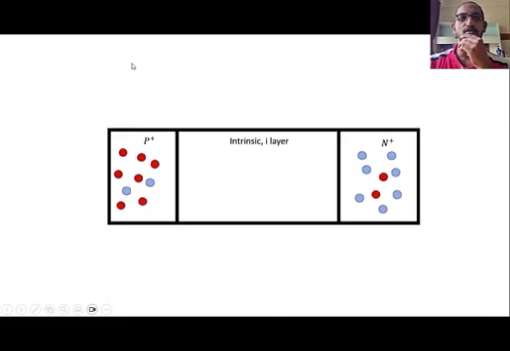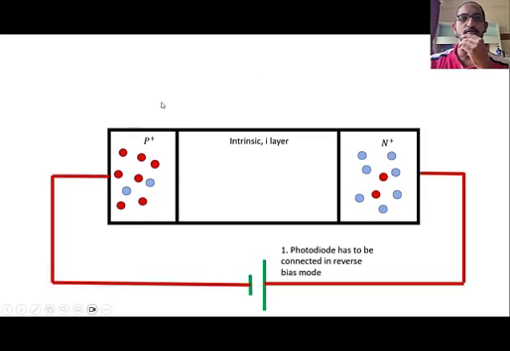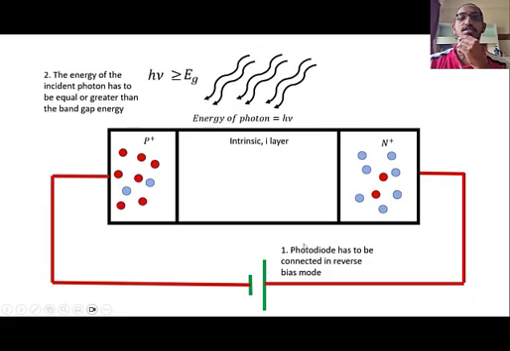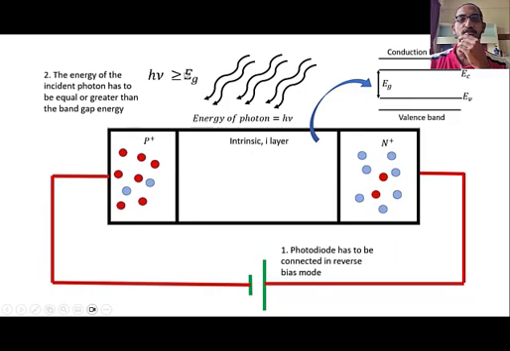PIN photodiodes can only work as photodetectors when two conditions are met. Firstly, the device has to be connected in reverse bias, where the negative terminal of the battery is connected to the P-type region, whereas the positive terminal of the battery is connected to the N-type region. Secondly, the energy of the incident photons has to be greater than or equal to the band gap energy.